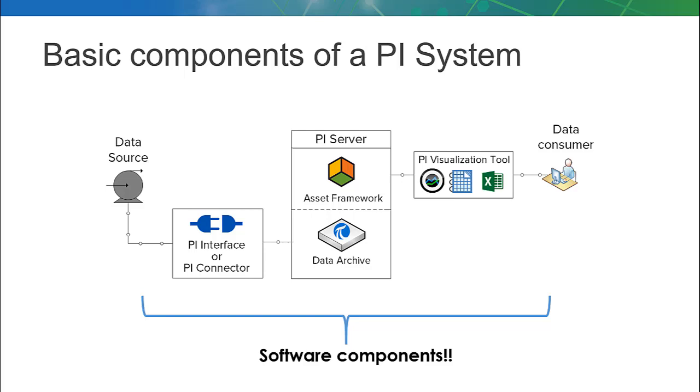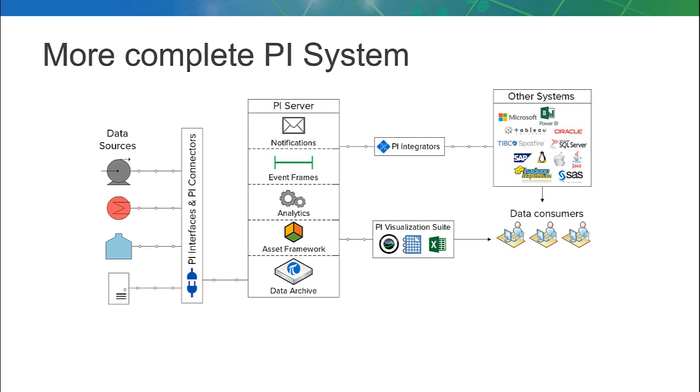Interfaces collect real-time data from the data source and send that data to the data archive for storage. Asset Framework is used to organize and enhance the data that you have stored in the data archive. You can use PyVisualization tools such as PyVision, PyProcessBook, and PyDataLink to consume the data and make meaningful analysis with it.